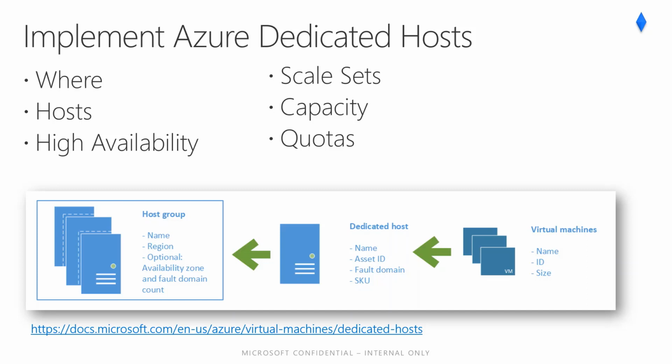A host group is a resource that represents a collection of dedicated hosts. You create a host group in a region and an availability zone and add hosts to it. A host is a resource mapped to a physical server in an Azure data center. The physical server is allocated when the host is created. A host is created within a host group. A host has a SKU describing which VM sizes can be created. Each host can host multiple VMs of different sizes as long as they are from the same size series.